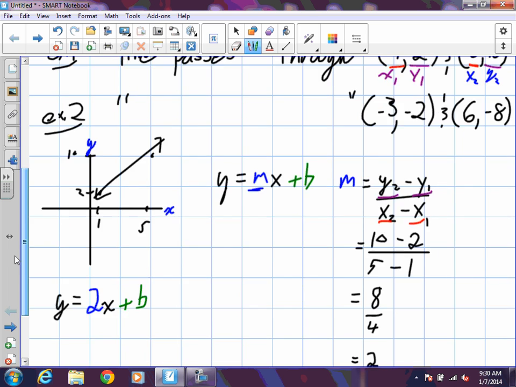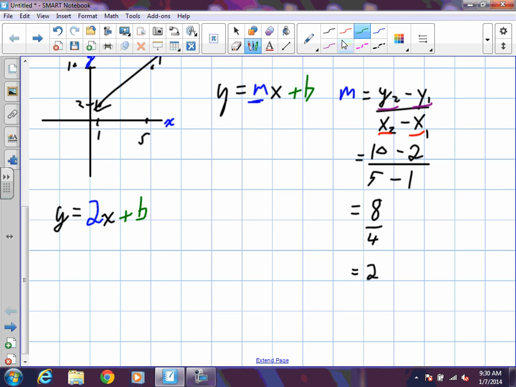Okay, so the first coordinate we're going to plug in is 1, 2. And the second coordinate we'll plug in is 5, 10. Sorry, this is responding slow. So we're going to plug them both into this equation. This is an x, and this is our y. So we're going to replace our x and our y with those values. Okay. So our y, in this case, is 2.